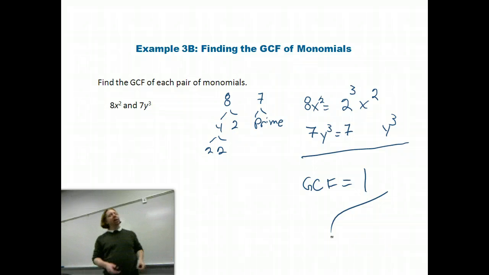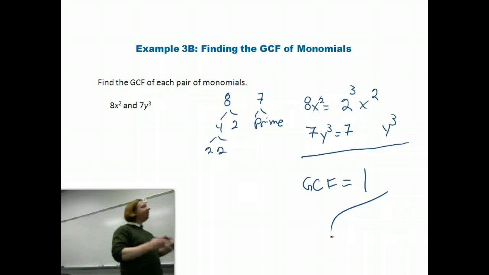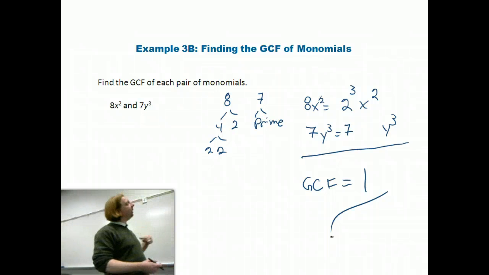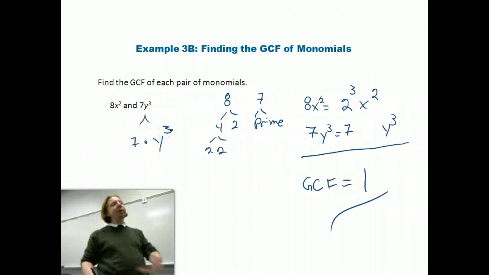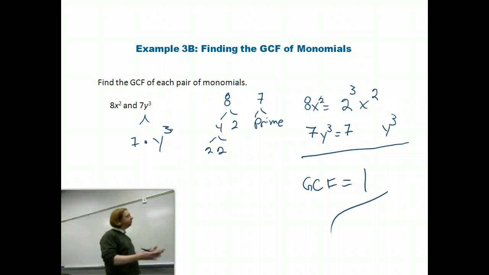You can't write prime because prime is not a descriptor. It's not a number. It's a descriptor of a number. Okay. Prime says this number has no factors. Right. Okay. So, and neither of those is technically prime. I mean, 7y to the third is 7 times y to the third. It's not prime itself. 7 is prime, but yeah.